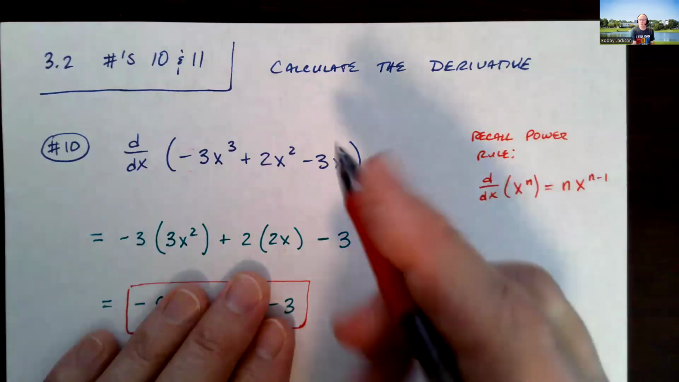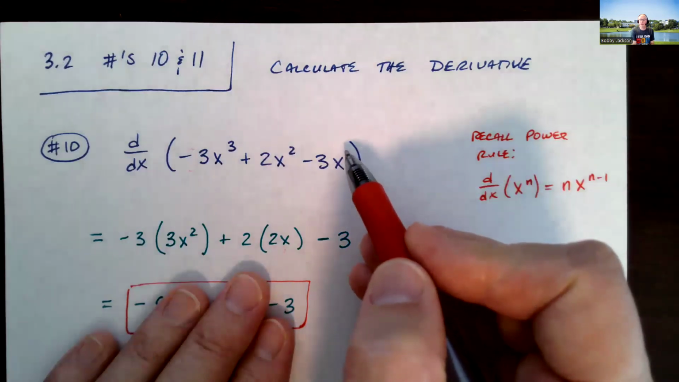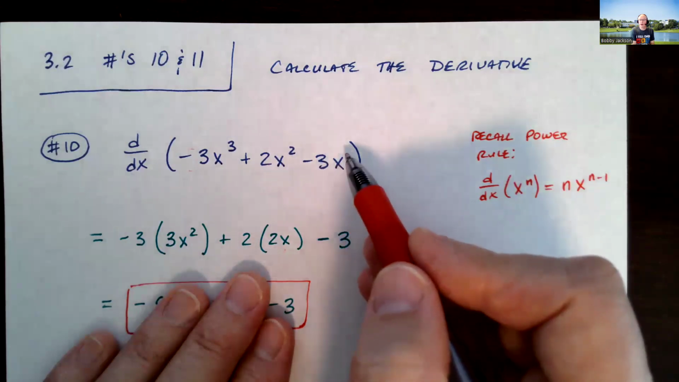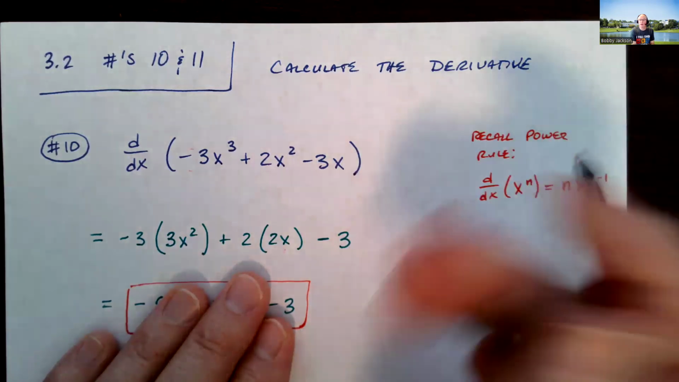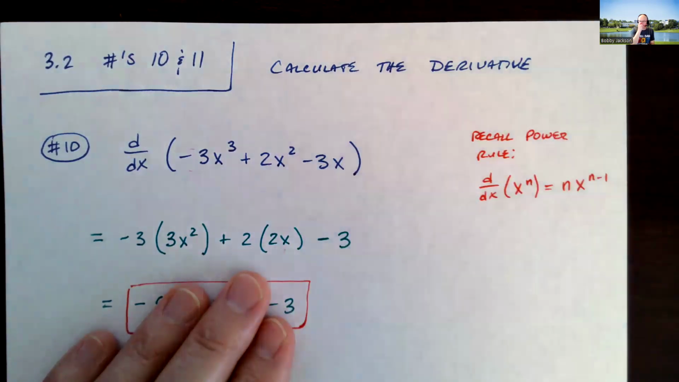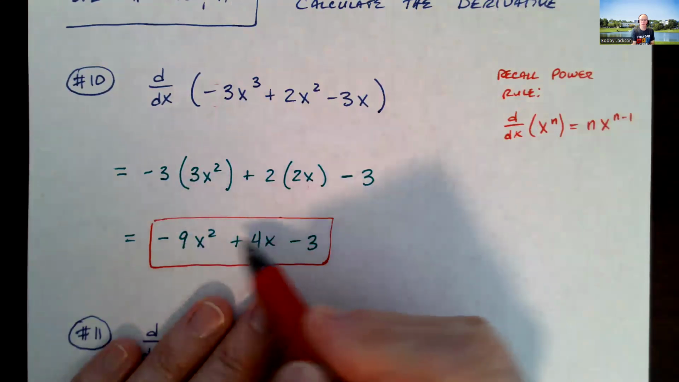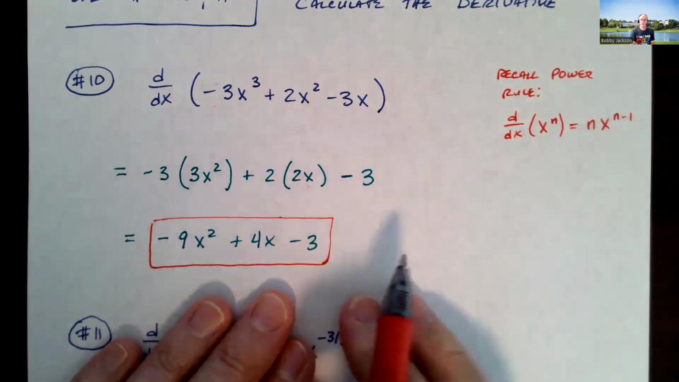Or you can use the power rule if you want, in this sense, right? Bringing down 1, right? And then what? Subtracting 1 from 1 gives me 0. And we think of x to the 0 then as equal to 1. And so this just becomes -3. Cleaning it up then, just multiplying -3 times 3 is -9, 2 times 2 is 4, and there's my derivative.